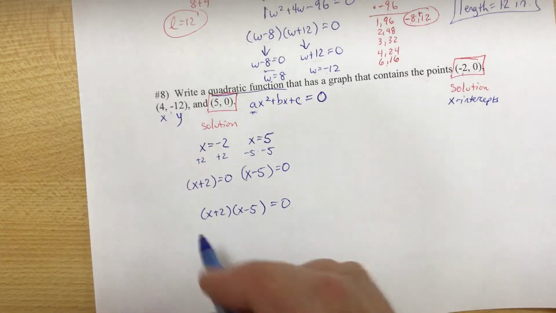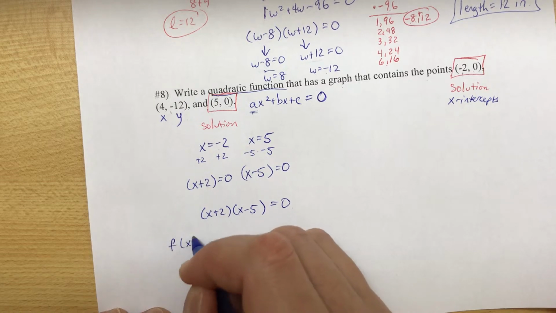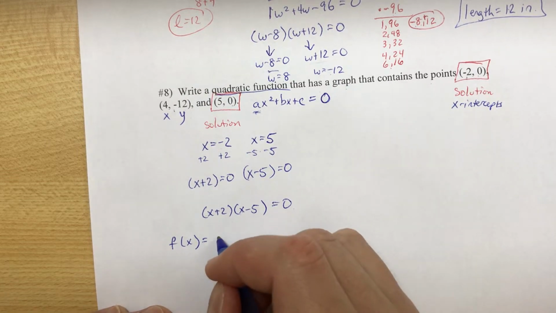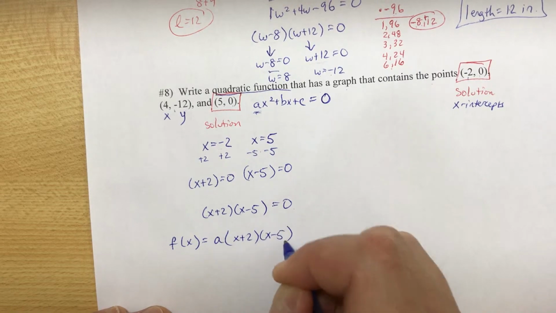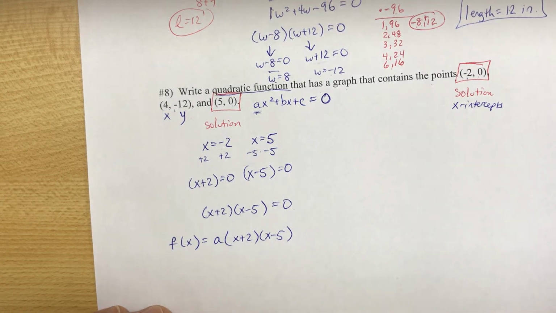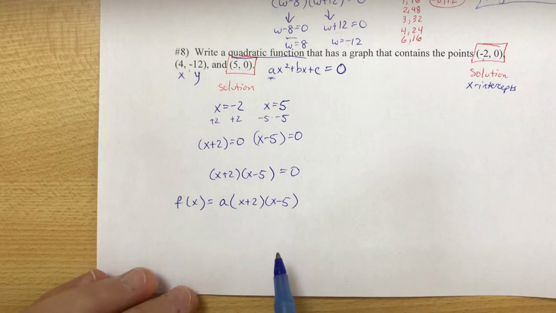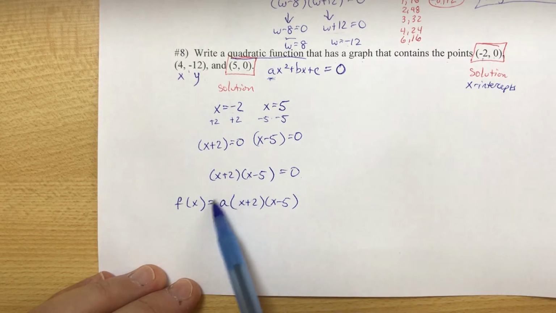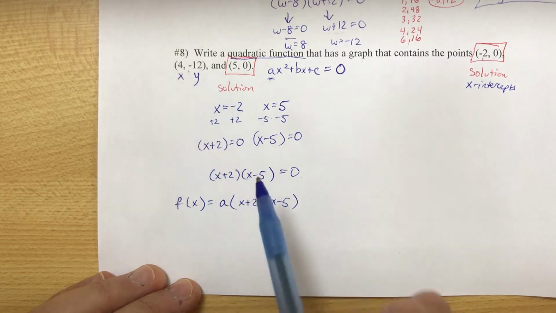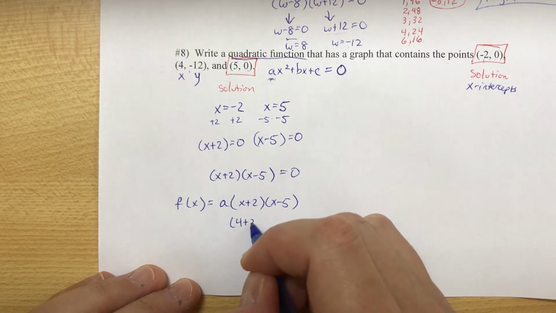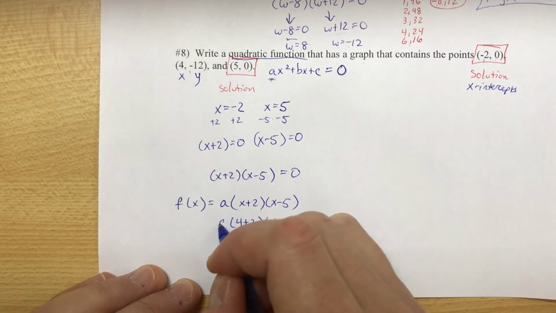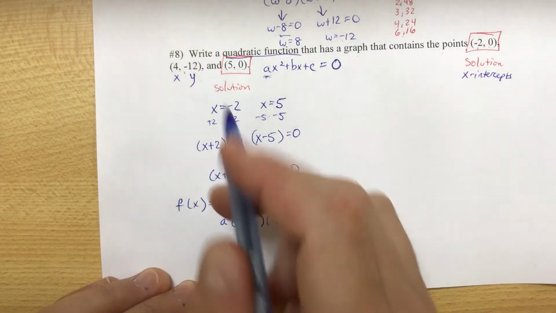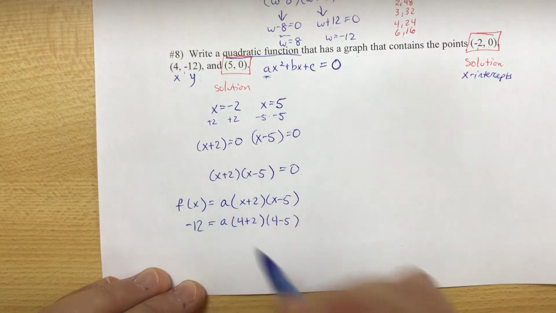So right now, here's our function. We have f of x equals a times x plus 2 times x minus 5. But what I know is that if I substitute, I don't know what a is, but if I put a 4 in for x, my answer, the y value, has to be equal to -12.